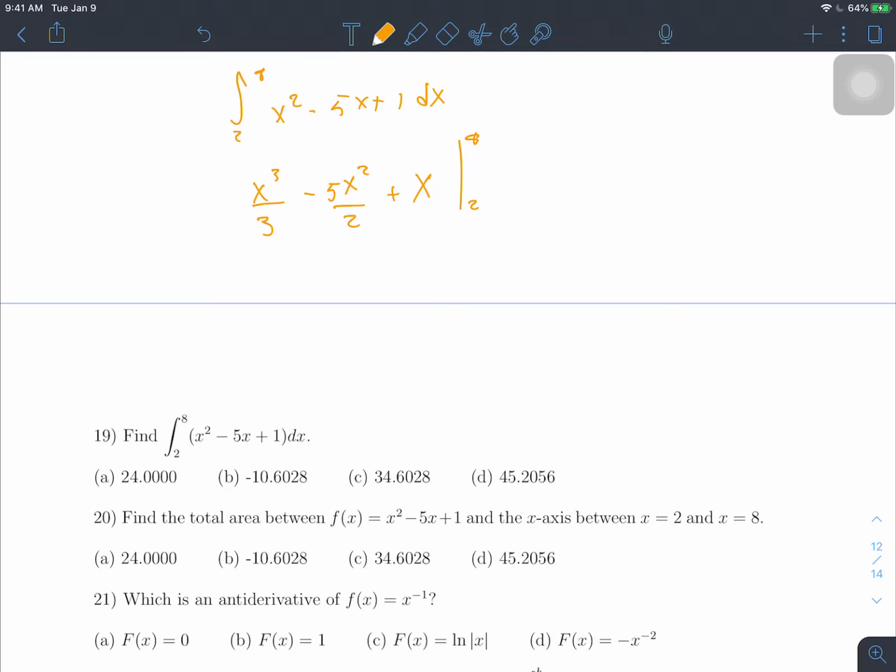Eight cubed. We get 512 over 3 minus 5 times 64 over 2 plus 8. And we will subtract from that the number that we get when we plug in 2. That'll be 8/3 minus 5 times 4 is 20 over 2 plus 2. So, geez, 512 divided by 3. Oh, it's not an even number. Okay, that's annoying.